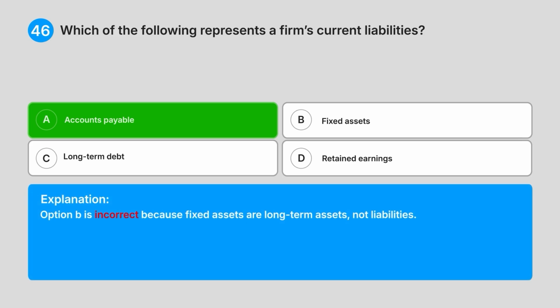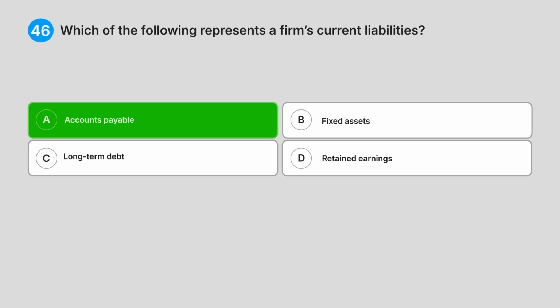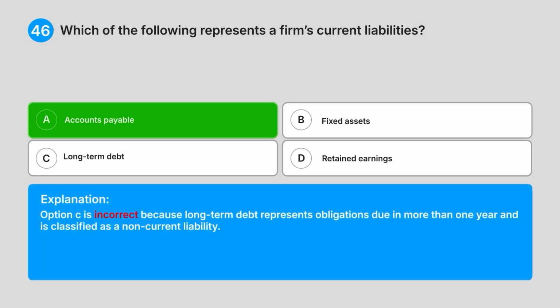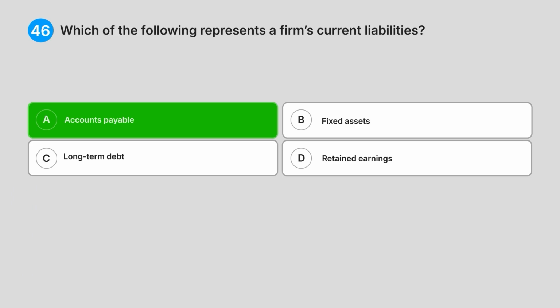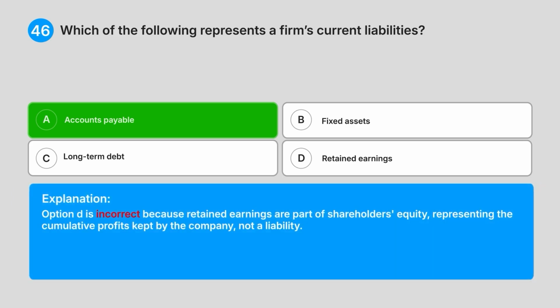Option B is incorrect because fixed assets are long-term assets, not liabilities. Option C is incorrect because long-term debt represents obligations due in more than 1 year and is classified as a non-current liability. Option D is incorrect because retained earnings are part of shareholders' equity, representing the cumulative profits kept by the company, not a liability.